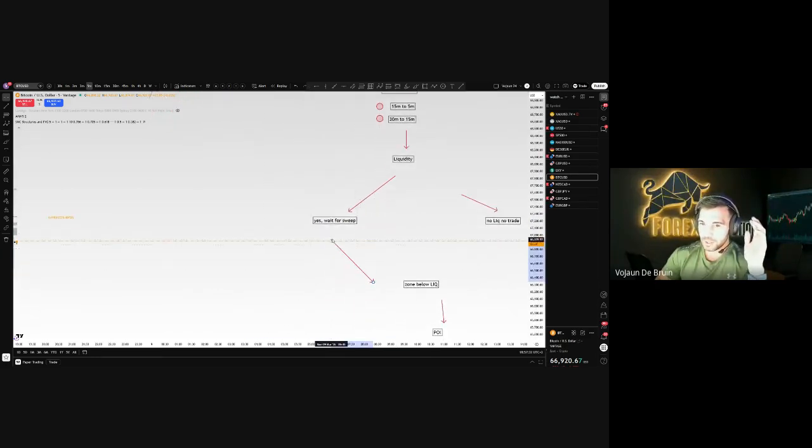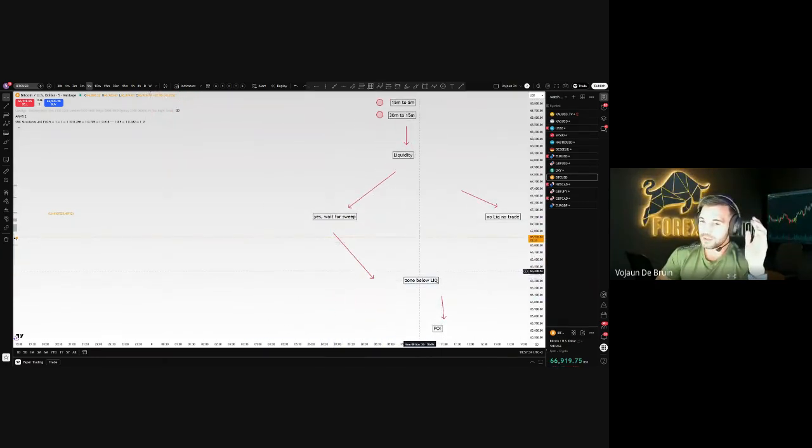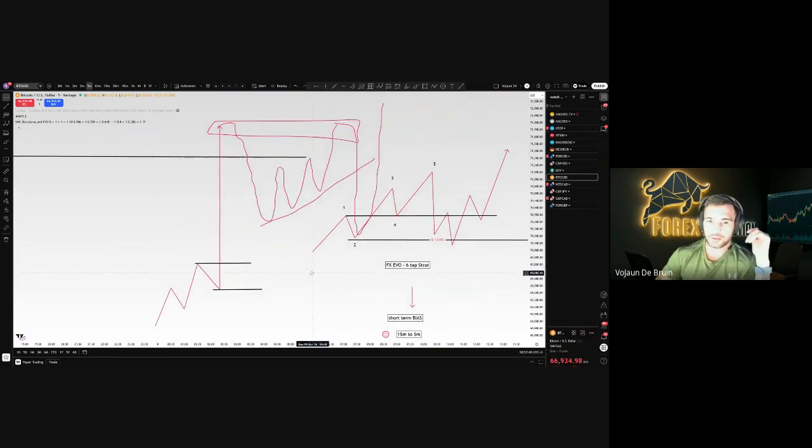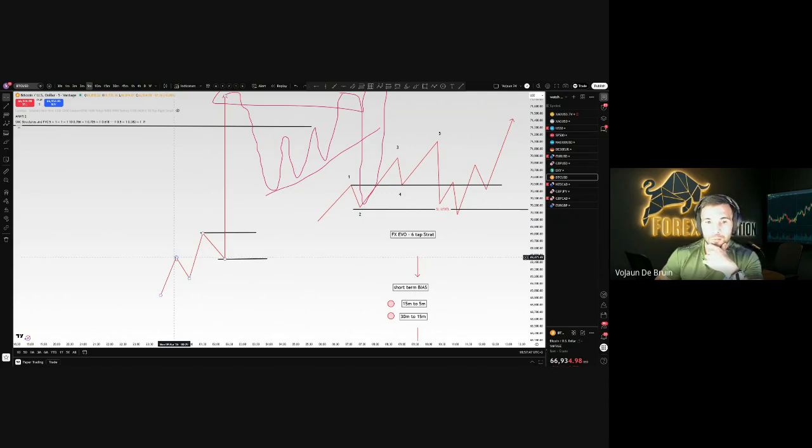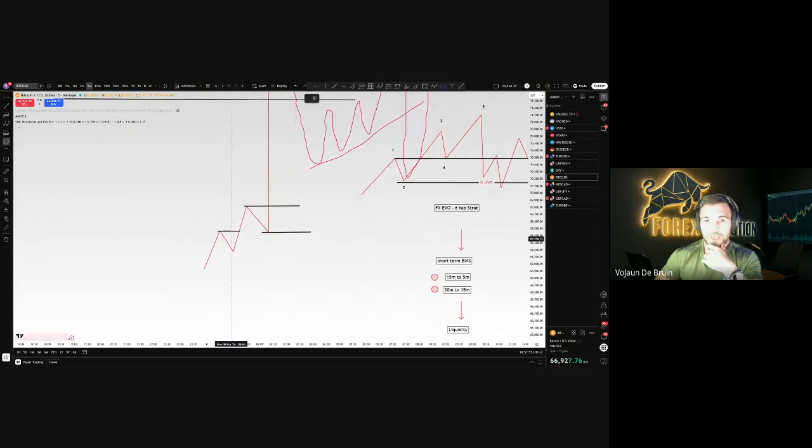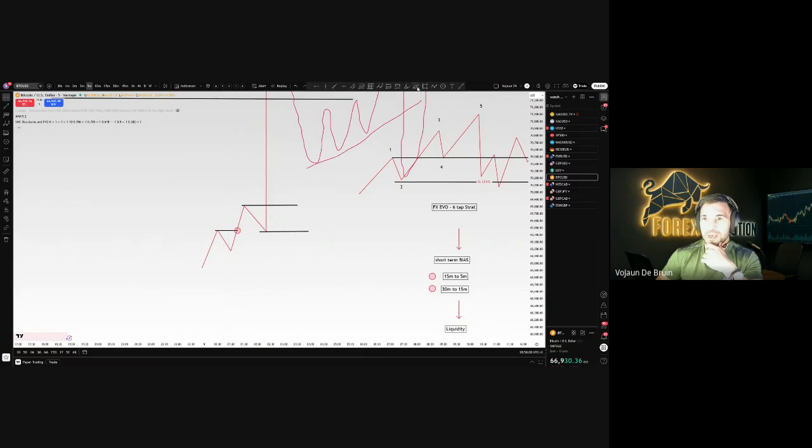Then it's simple. We need to identify a zone below liquidity to actually look at and potentially trade from. So how do we do that? We go back to this level. The moment price breaks that structure at this level, we get that breaking point. This gives us a BOS, a break of structure.